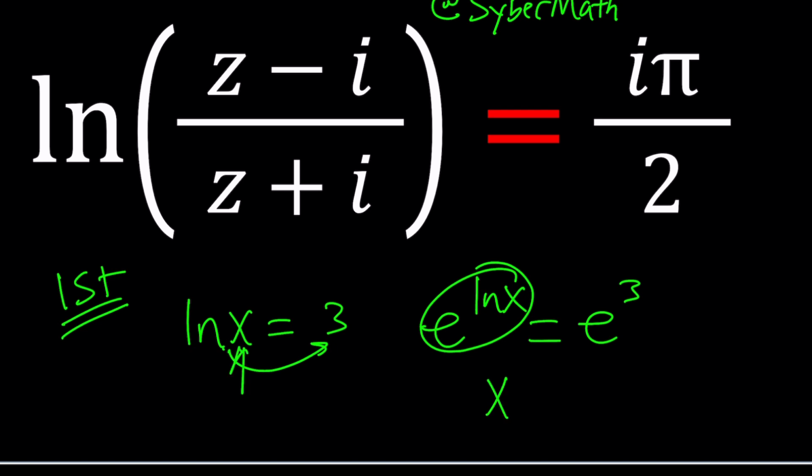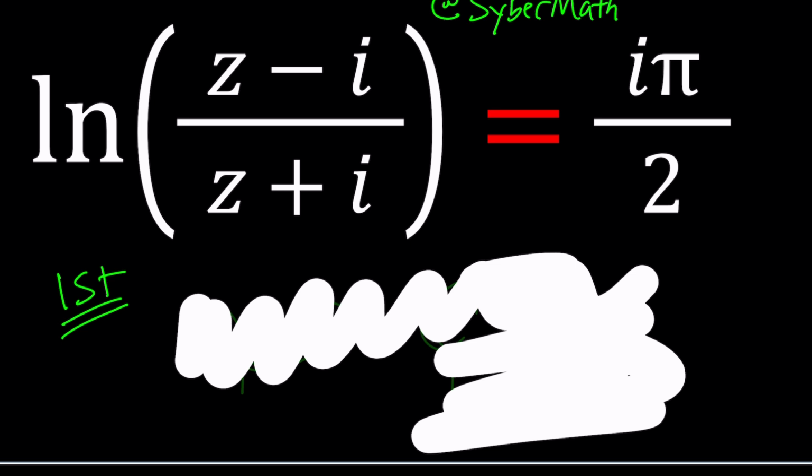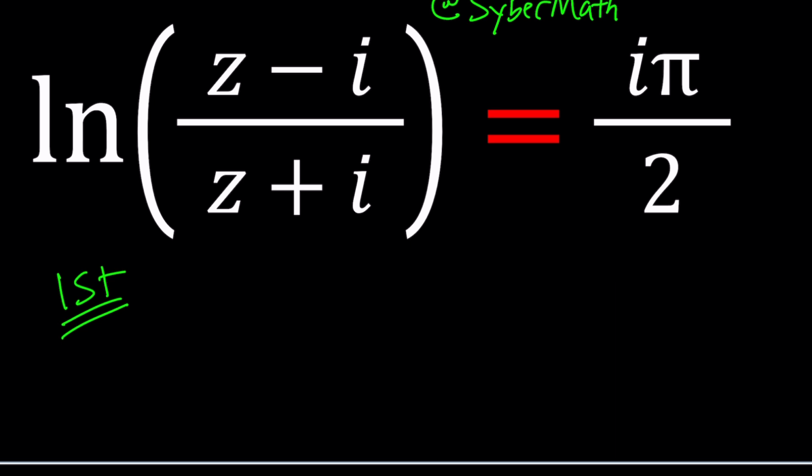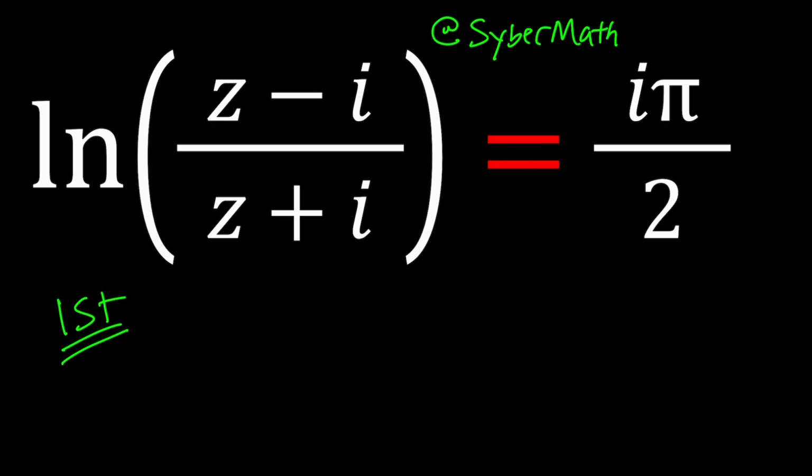Obviously, if you're looking for real solutions, x should be positive, but complex, we don't care. x equals e to the power 3. That will be a single solution. But with the case of complex world, complex numbers, things are very different. We have multi-valued functions, multi-valued logarithms, so on and so forth. A lot of complications, a lot of complexifications too.